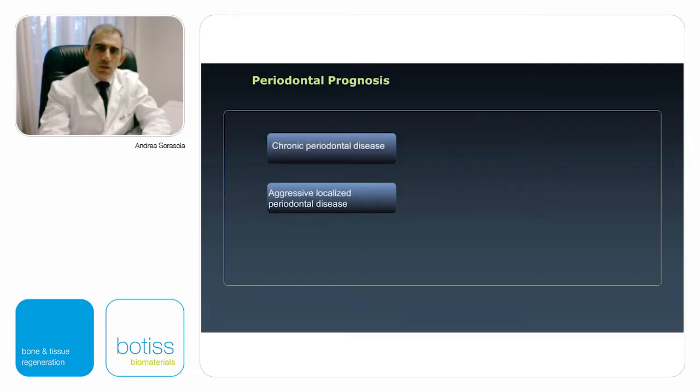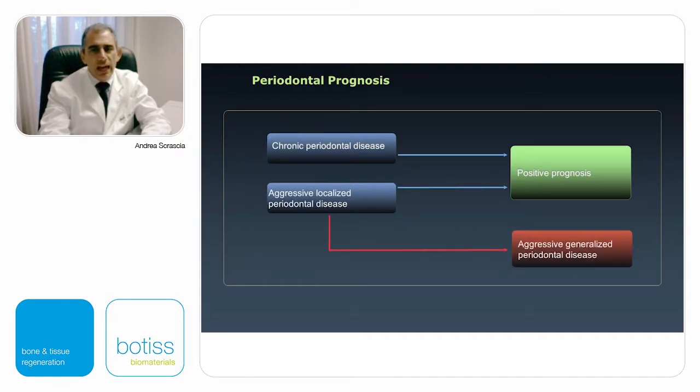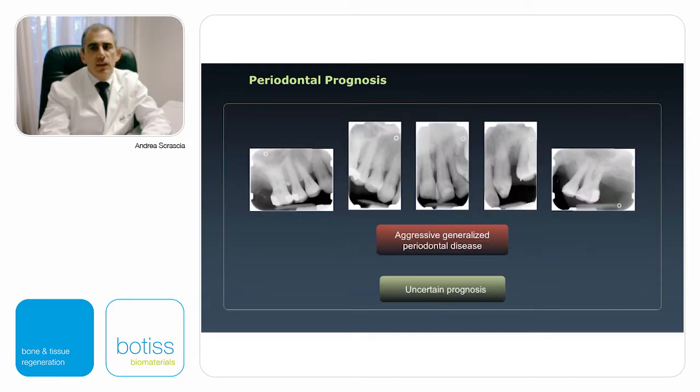What we know now from a periodontal point of view is that chronic periodontal disease and aggressive localized periodontal disease, if treated correctly, will result in a positive prognosis, while the aggressive localized left untreated will definitely result in an aggressive generalized case. And aggressive generalized cases, even when treated, will have an uncertain outcome.